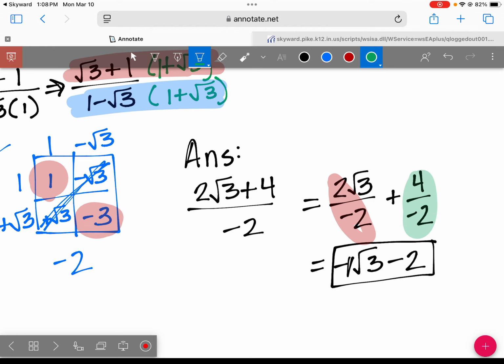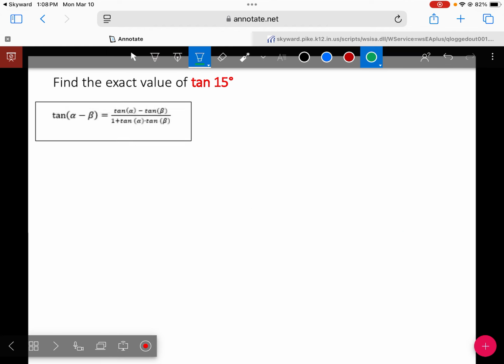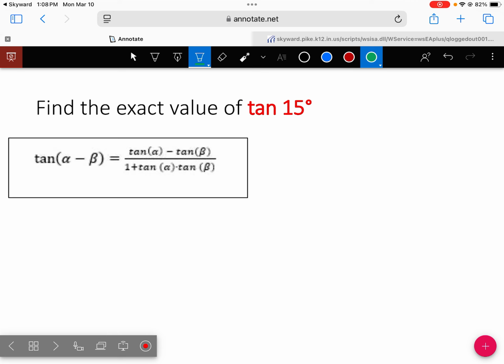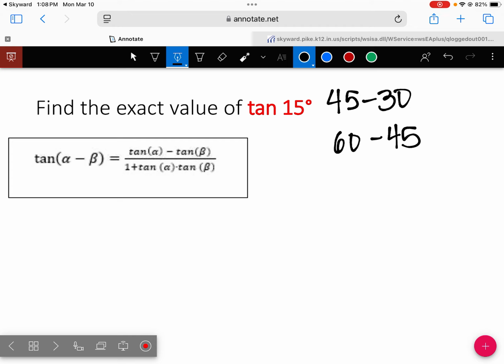All right, one more. Let's go ahead and copy this down. Now, I think we should work smart and not hard, okay? We could do 45 minus 30, or we could do 60 minus 45. If we want to stay in the first quadrant, which I would. But we already did the hard work in the last example with 60. Okay, so personally, I would use this as my pair.